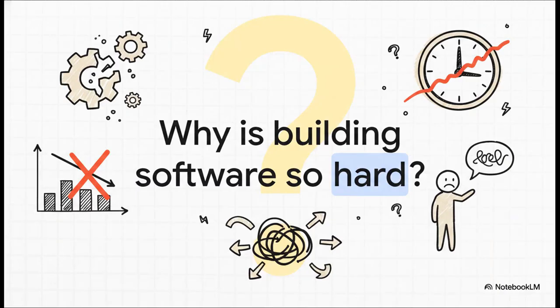But let's be real for a second. Building software is incredibly hard. I mean, we've all heard the horror stories, haven't we? Projects that blow past their budget, miss deadlines by a mile, or, and this is the worst one, end up delivering a product that nobody actually wants. So with all these brilliant people in tech, why is it so darn tough to get it right?